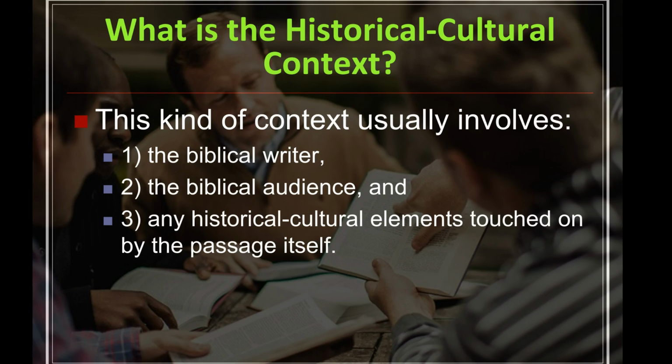Well, what exactly do we mean by historical cultural context? This kind of context usually involves the background understanding of the biblical writer, the biblical audience, and any historical cultural evidence or elements touched on by the passage itself. Historical cultural context relates to just about anything outside the text that may help you understand the text itself. Essentially, what life was like for the Israelites as they wandered in the desert, what the Pharisees believed about the Sabbath, where Paul was when he wrote to the Philippians.